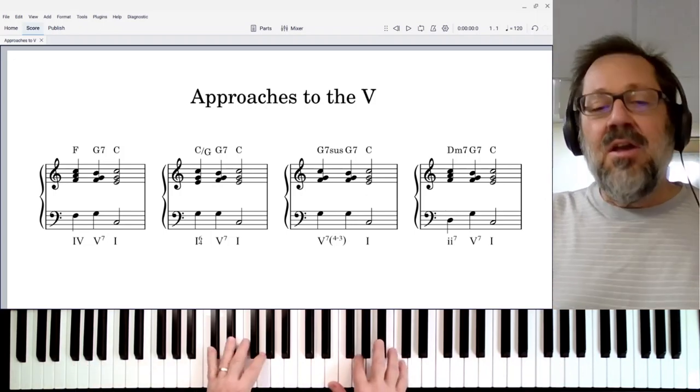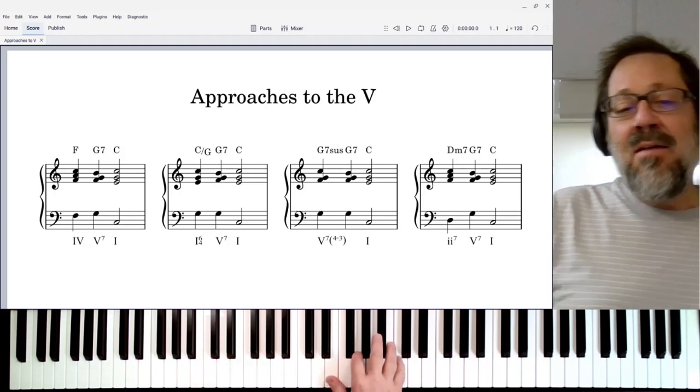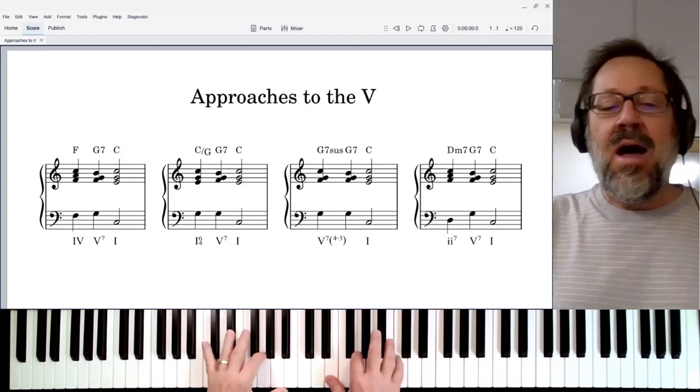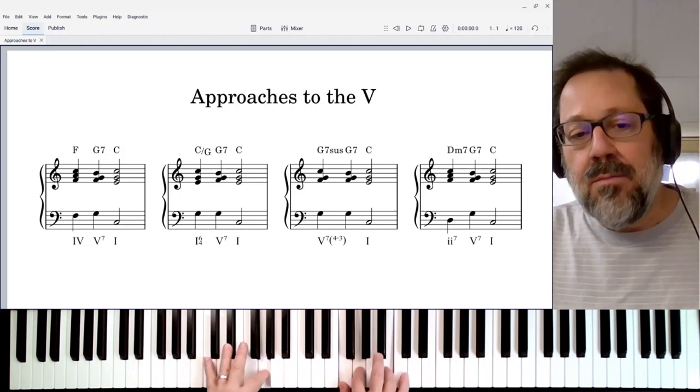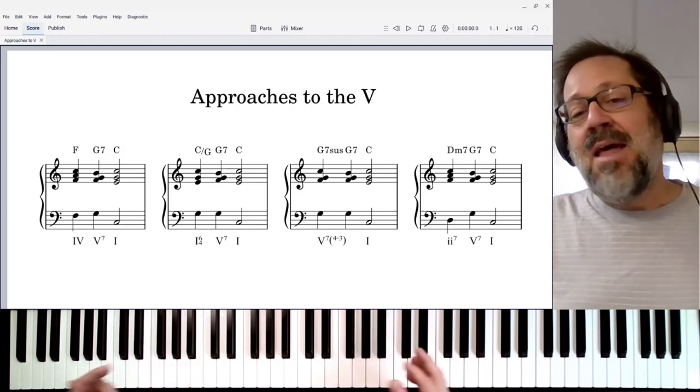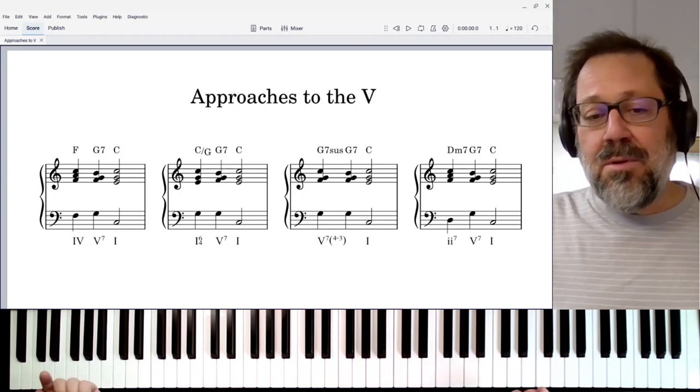So one other alternative is to have the 1 chord before that 5, but in particular the 1 chord in second inversion. Right? That is one pretty typical chord progression.